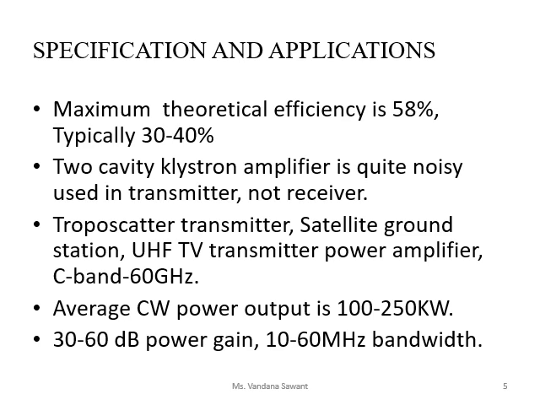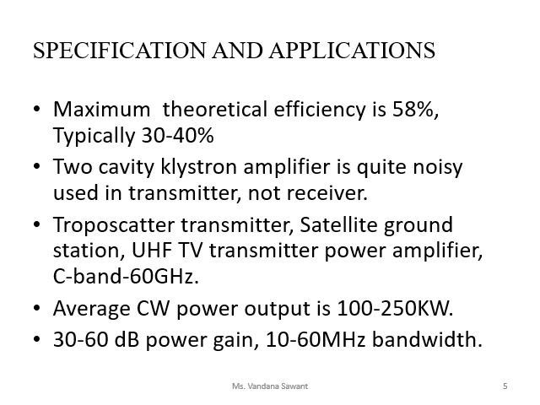The two cavity klystron amplifier is quite noisy. So it is used in a transmitter. Noisy devices are generally not used in the receiver. Then it can be used in a troposcatter transmitter, satellite ground stations, VHF TV transmitters, power amplifiers, and C-band transmitters.